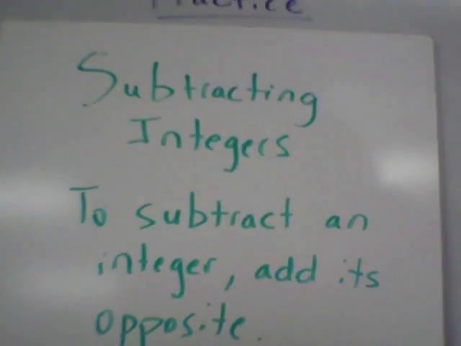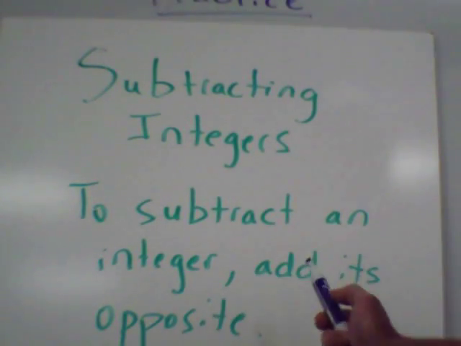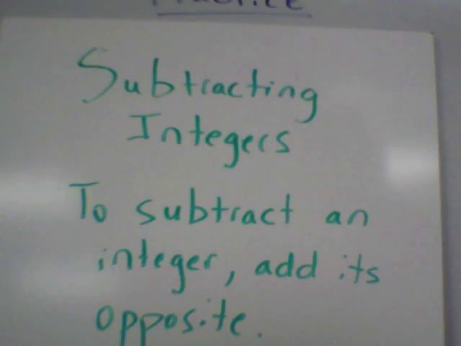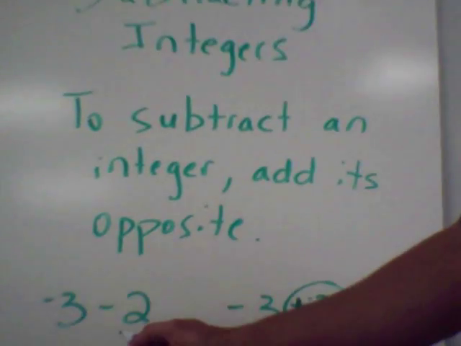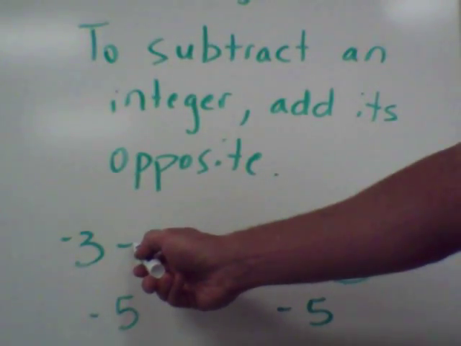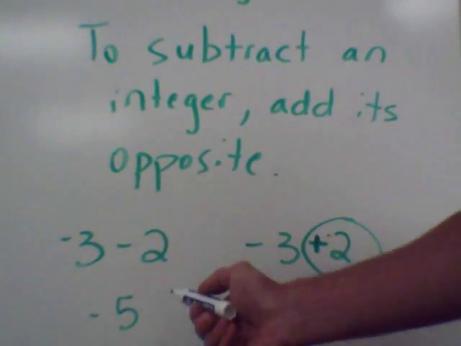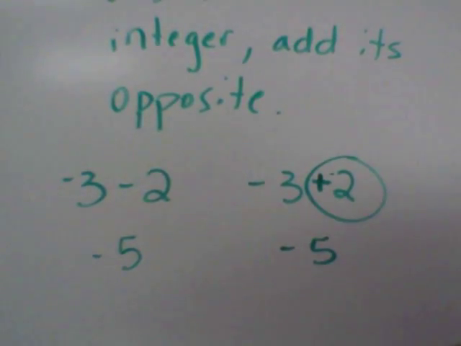The last one is subtracting integers. We did an example of that a second ago. This is another rule that will help you remember. To subtract an integer, add its opposite. So if I have negative 3 and I'm subtracting 2, I'm going to add its opposite. Well, if I owe someone $3 and then I borrow another $2, how much do I owe them? I owe them $5, or negative 5 is my answer.